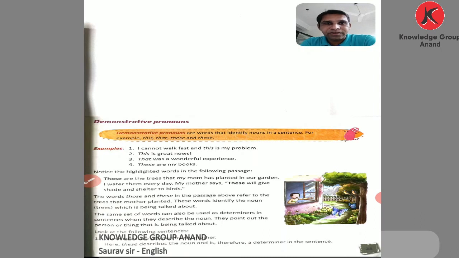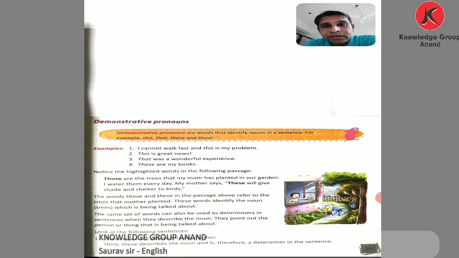Chapter number 3. What is the chapter name? Pronouns. In this chapter, I have explained the types of pronoun. Some of the pronouns I used are subjective and objective in the personal pronoun, and the possessive pronoun I have explained. Now we come to the demonstrative pronouns.